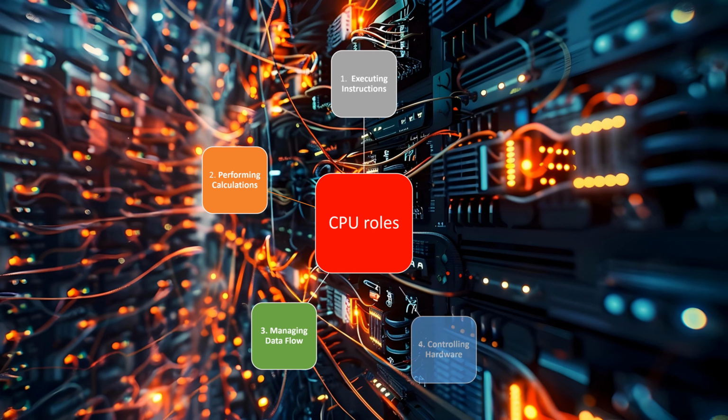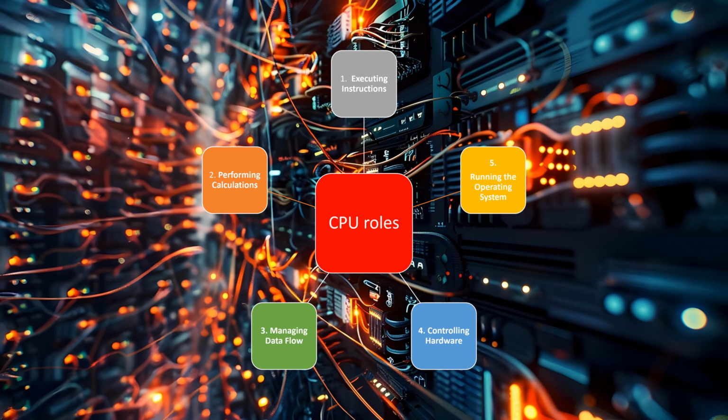Controlling hardware. The CPU communicates with and controls other hardware components, such as the GPU, storage devices, and peripherals. For example, the CPU sends signals to the GPU to render graphics on the monitor. Running the operating system. The CPU executes the instructions of the OS, which manages hardware resources and provides a platform for running applications. For example, the CPU handles tasks like managing files, running background processes, and handling user input.